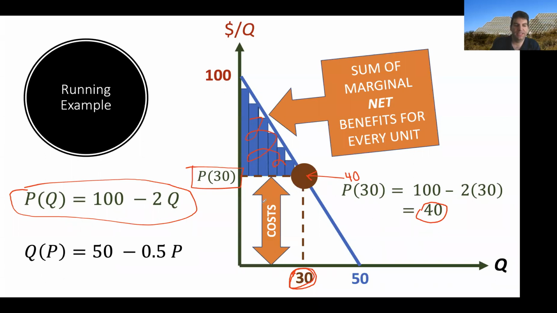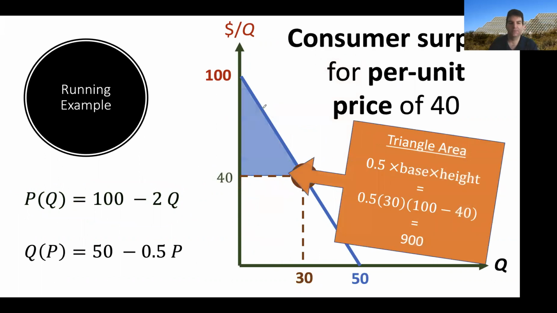And so this is in dollars. This is how much I'm going to spend on those 30. And the triangle above it is how much benefit I'm going to feel from that. And that's the so-called consumer surplus. So the blue triangle that you see here is the consumer surplus for this good with this demand curve when you have a price of 40. So I might ask you, what's the consumer surplus at a price of 40?